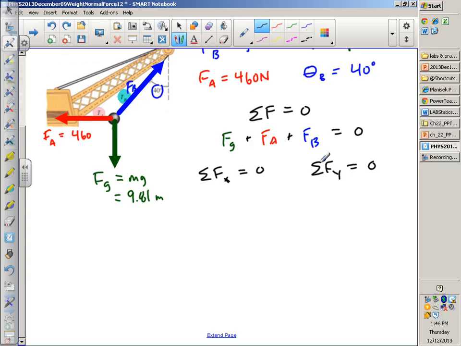Remember last chapter, if we had forces that weren't perpendicular and weren't all lined up on the same line, we break everything up into its components, and then we add the x's and add the y's. Does that sound familiar from last chapter? Hopefully, maybe.